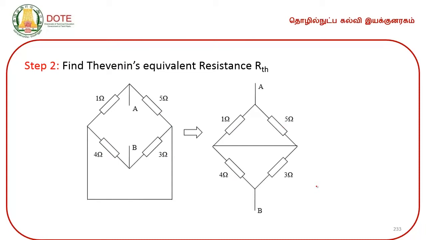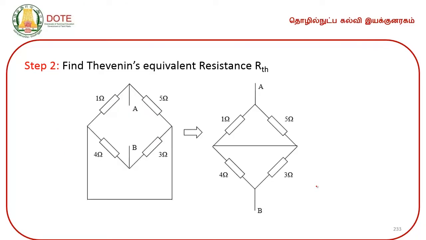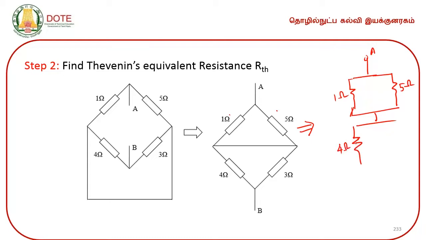How to calculate Thevenin's equivalent resistance? So, RTH is equal to 1 into 5 by 1 plus 5. So, these two are parallel, 1 into 5 by 1 plus 5. So, I can redraw this more clearly like this. This is A, 1 ohm, 5 ohm, here is a short, then you have 4 ohm, here you have 3 ohms. So, here is B.